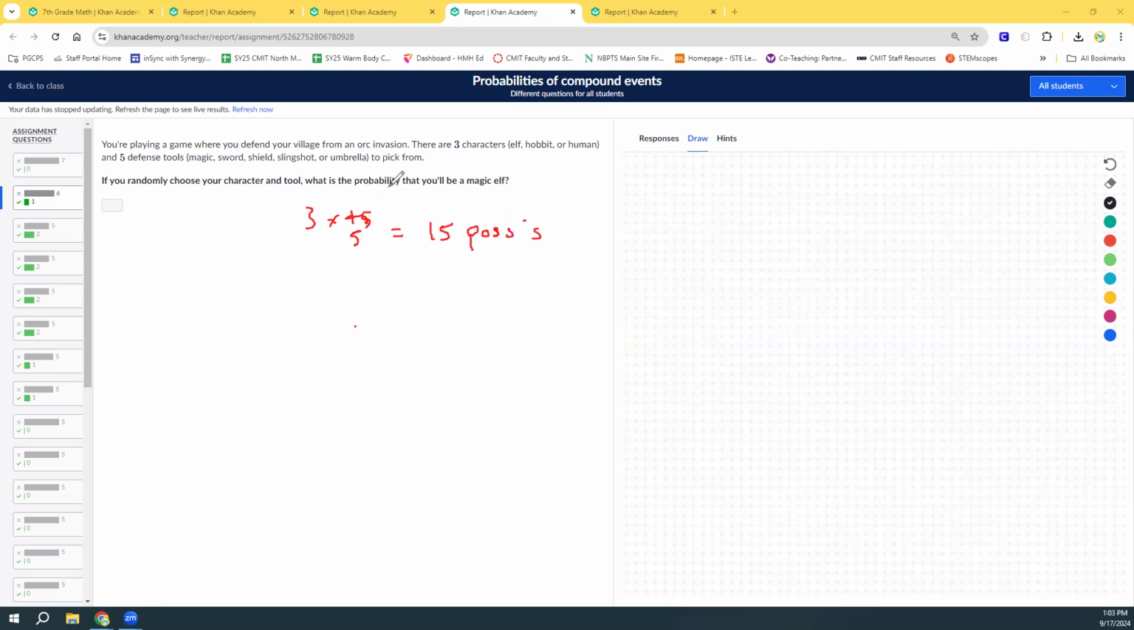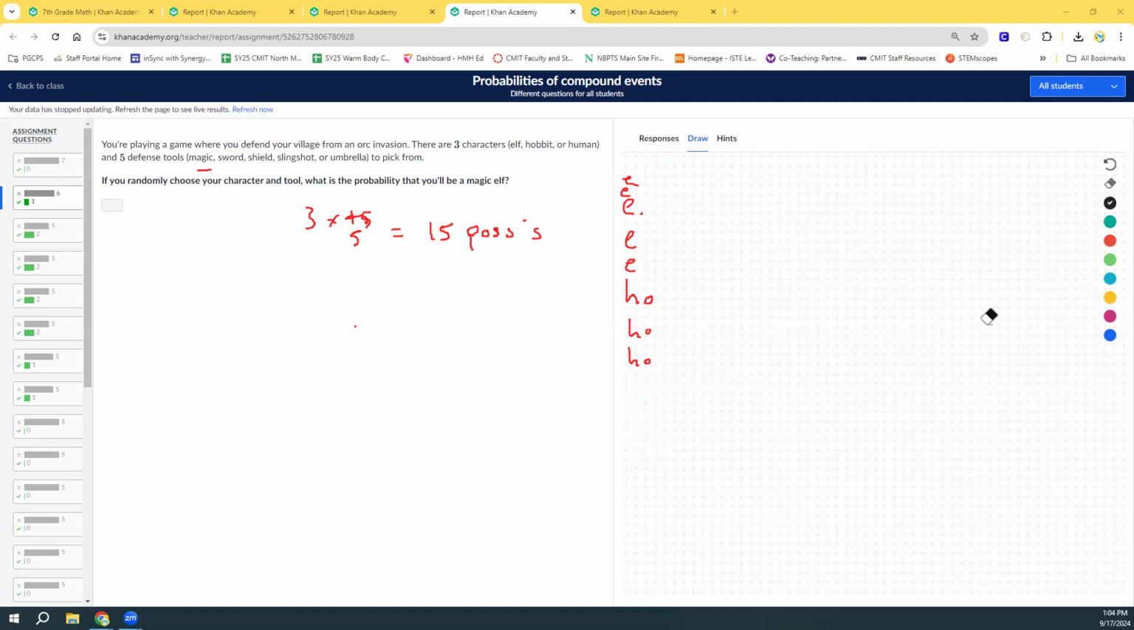Okay, so how am I going to do it? I know I'm going to do 15. So I'm going to do elf, elf, elf, hobbit, hobbit, hobbit, human, human, human. And then magic, sword, shield, slingshot, umbrella. So it just looks like, wait a minute, 1, 2, 3, 4, 5, 6, 7, 8, 9. Yeah, I definitely got to put 2 more elves here.